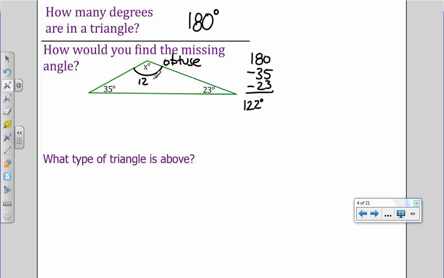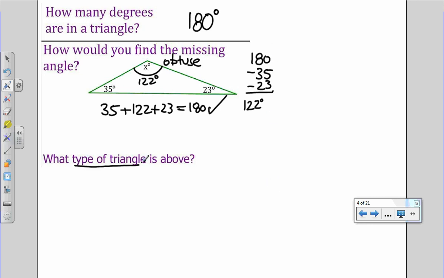And that should make sense. Like I said, it looks obtuse. So an angle of 122 degrees makes sense. And to check that we did this correctly, you might want to add the three together. We know we should be looking for 180. If it's true, give it a check mark. If it's not true, go back and figure out where we messed up along here.